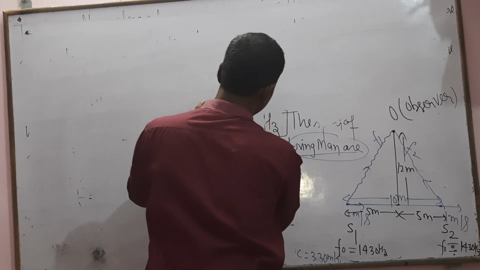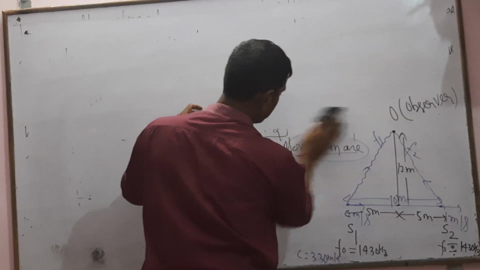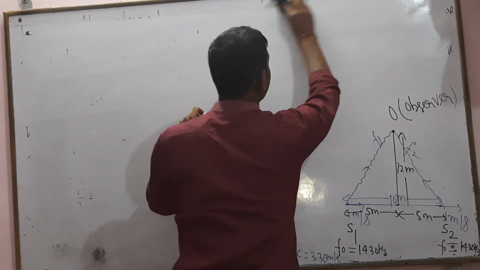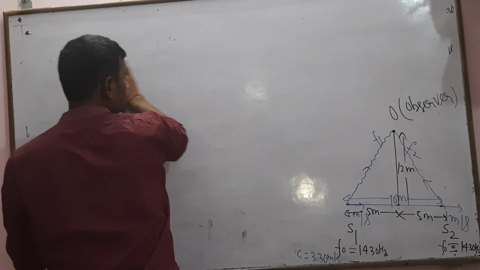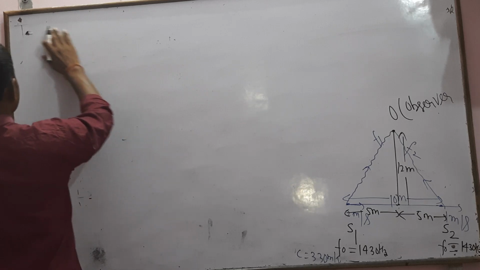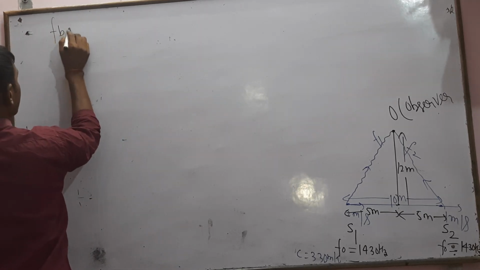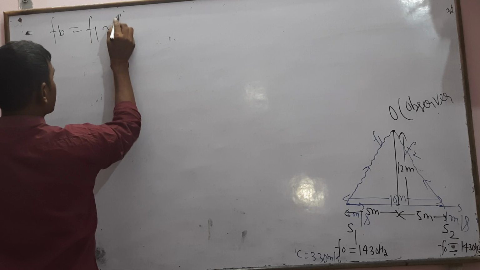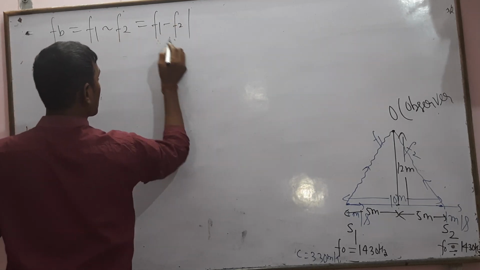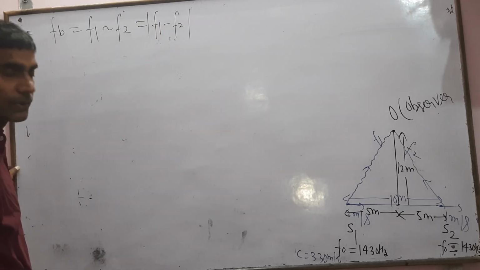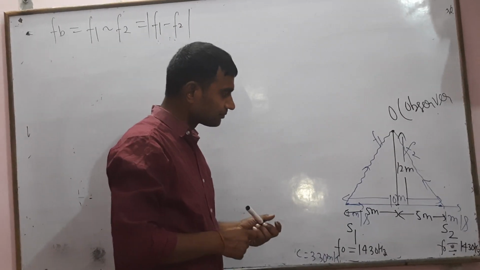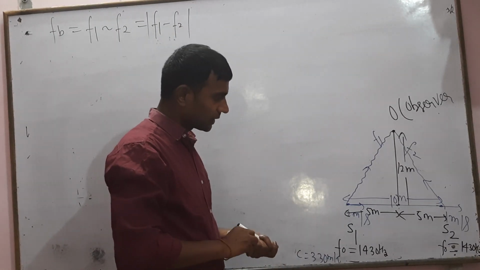We have to find the beat frequency at that instant. Beat frequency means F1 minus F2. FB is equal to the difference of F1 and F2, or we can say mod of F1 minus F2. This is the beat frequency heard by the rest observer O. Now we are trying to find the frequency.